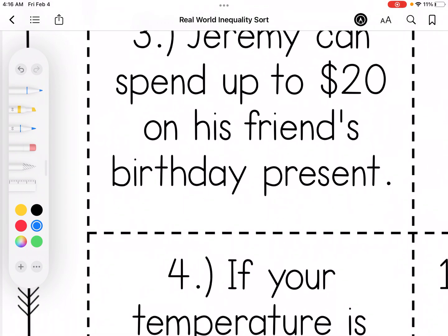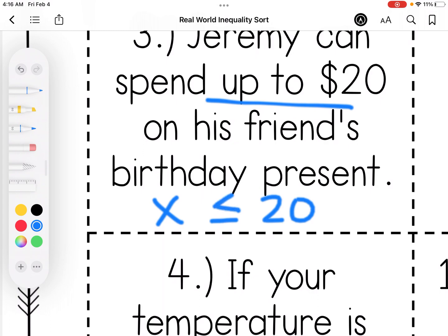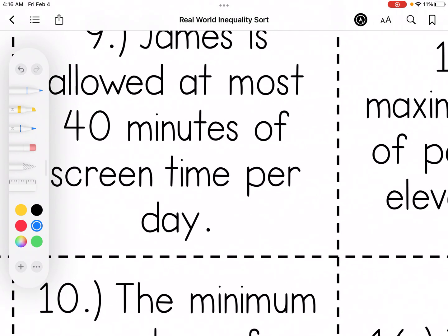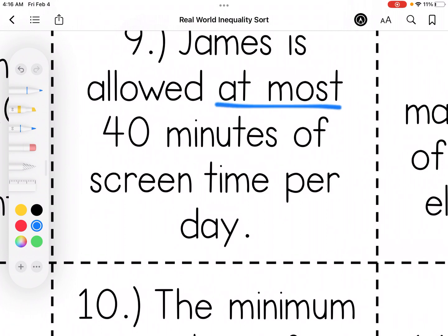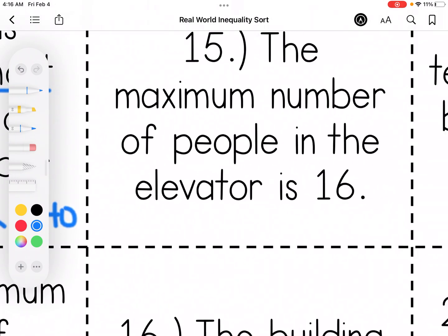Jeremy can spend up to $20. So he could spend $20 on the birthday present. So it could be equal to, but he can't spend more than that. So he could spend less, but he can't spend more. He's allowed to spend at most 40 minutes. So at the most, at the highest amount. So he could spend less than 40 minutes or equal to 40 minutes, but he can't spend more than that.